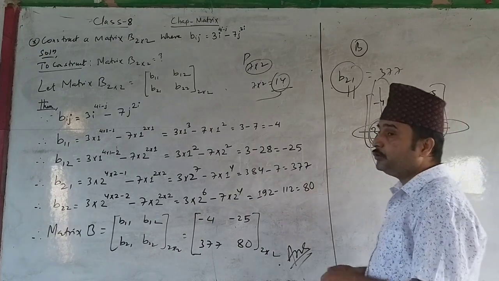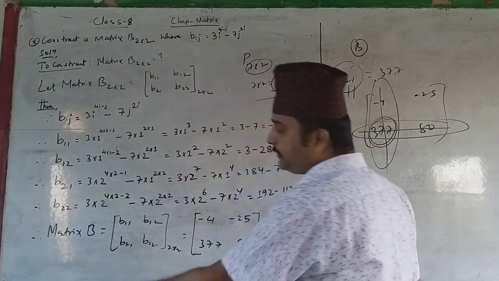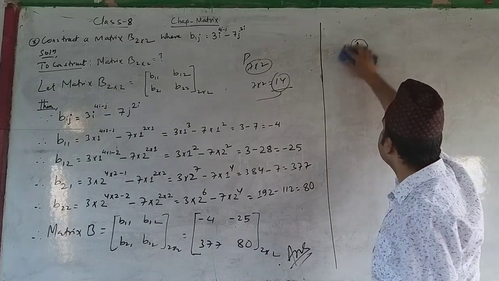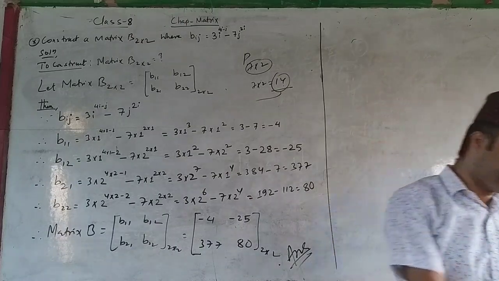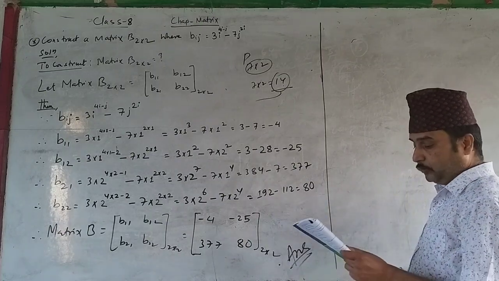In this way, you find each element. The position of each element of the matrix is given, and you need to identify the elements and their values. Go for the next question.